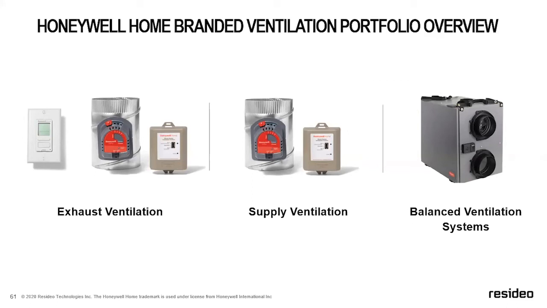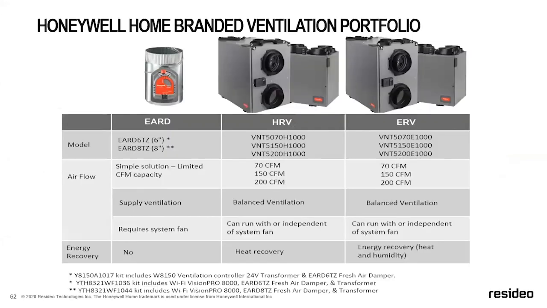But balanced, basically what's happening is you're exhausting air out of the house. And while you're doing that, you're bringing fresh air back into the house. So it's balanced, neutral, and you're also recovering temperature. So if you're 20 degrees outside, and you're exhausting 75 degrees from your house, there's a core inside the ERV that's going to balance that, so you're not introducing really cold temperatures back into the house. So exhaust ventilation, supply ventilation, and then we also have balanced.